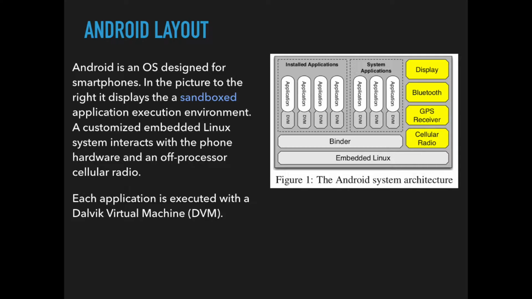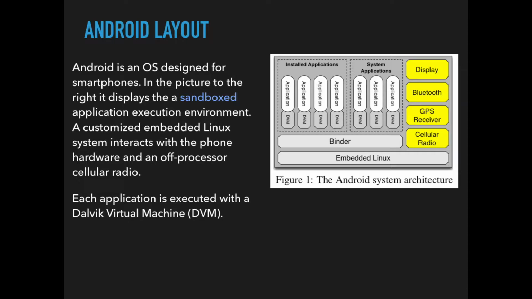We will now go more in depth with Android devices. Android layout. Android is an OS designed for smartphones. In the picture to the right, it displays the sandboxed application execution environment. Sandboxing is a security mechanism for separating running programs, often used to execute untested or untrusted programs or code.